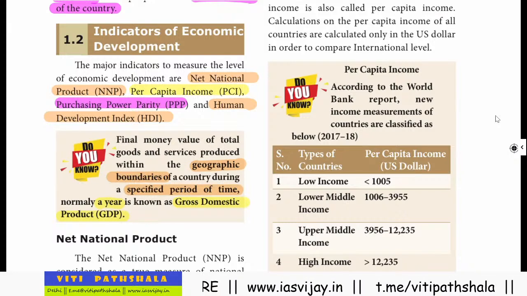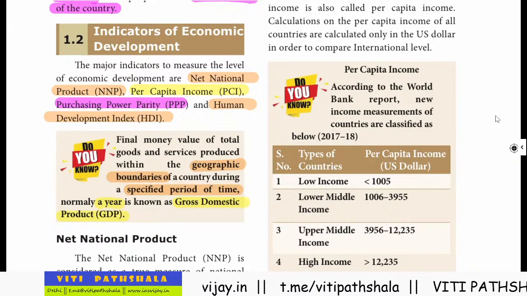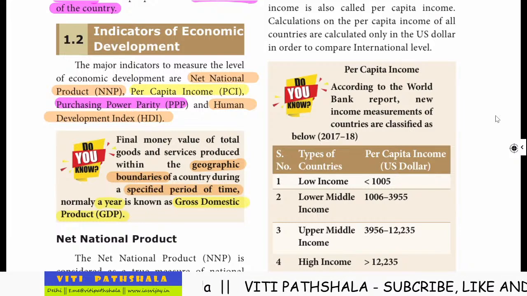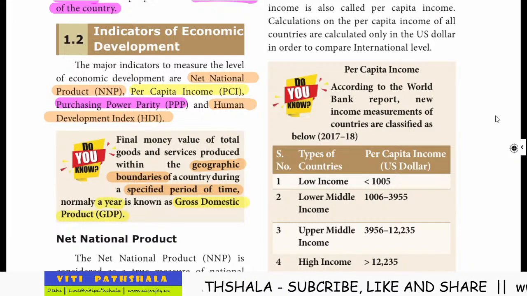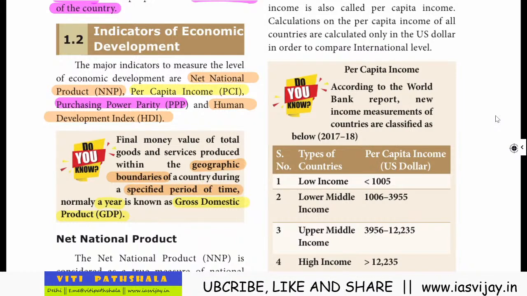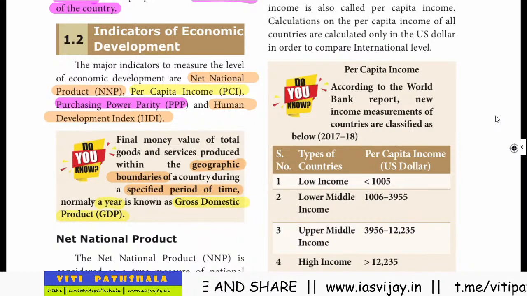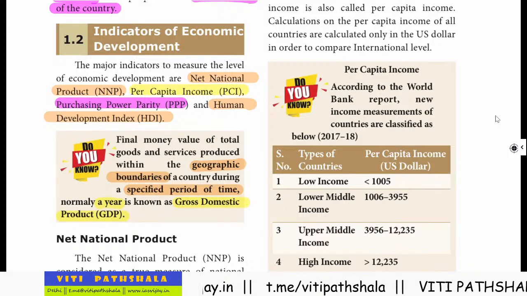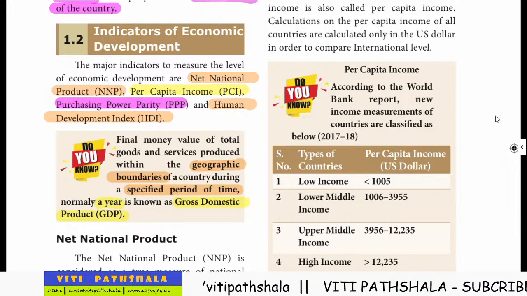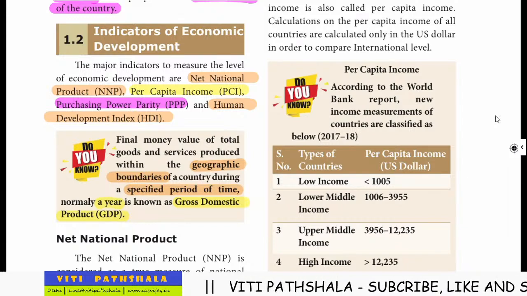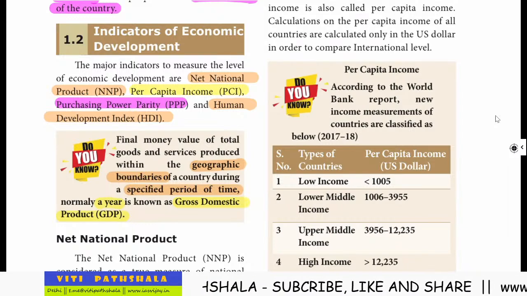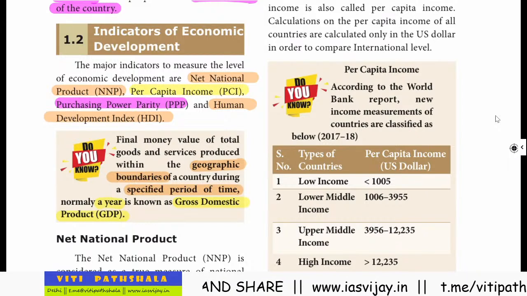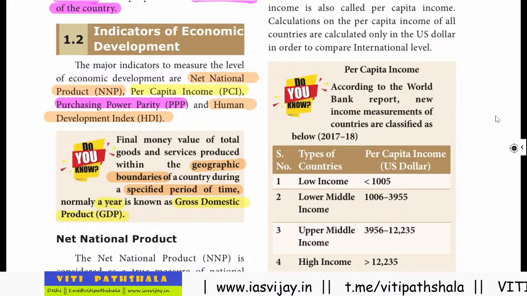मतलब कि जो भी गुड्स और सर्विसेज एक साल के अंदर, एक स्पेसिफिक टाइम जो कि आपका एक साल है, और एक ज्योग्राफिकल बाउंड्री, जो कि इंडिया में जो प्रोडक्ट्स बन रहे हैं, उसको ग्रॉस डोमेस्टिक प्रोडक्ट बोलते हैं. फिर से मैं आपको कह रहा हूं, the final value of goods and services for 1 year that is produced in one geographical boundary, and that is known as the GDP.